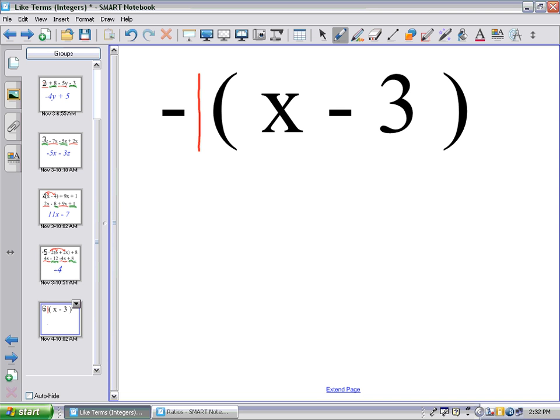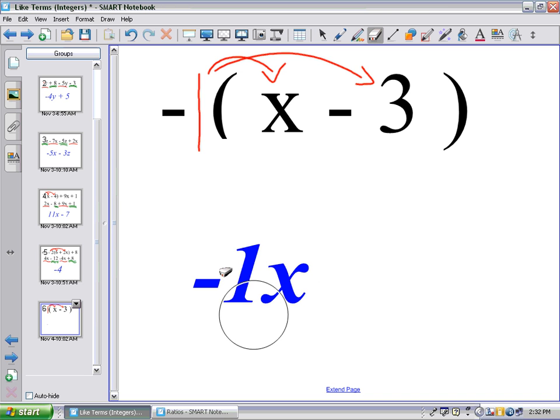Now you do the distributive property, and what you're doing is you're multiplying a negative 1 by both terms inside that set of parentheses. So now a negative 1 times x is going to give me negative 1x, and a negative 1 times a negative 3 is going to give me a positive 3. Actually, that minus sign in front of the parentheses is just telling you to do the opposite of whatever you see in the parentheses. In the parentheses, I saw a positive x, positive 1x, and I saw a negative 3. The opposites of those are a negative 1x and a positive 3.